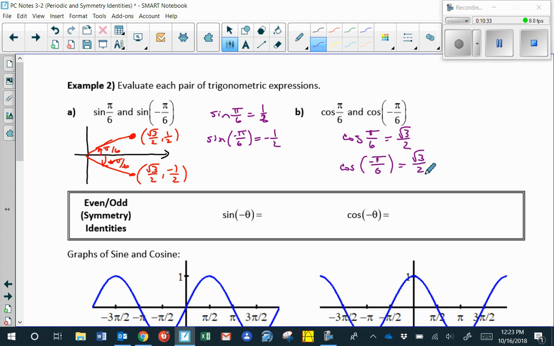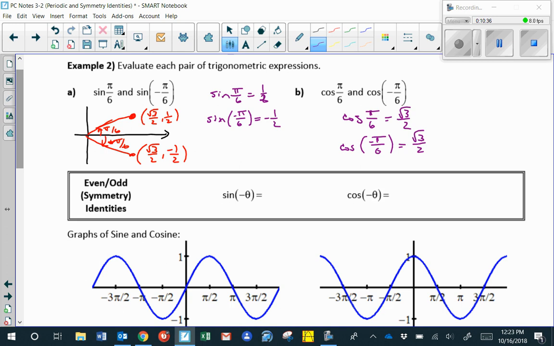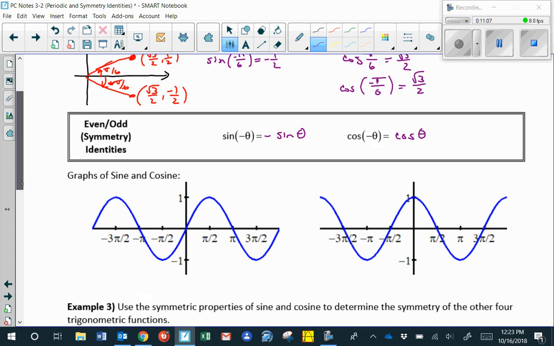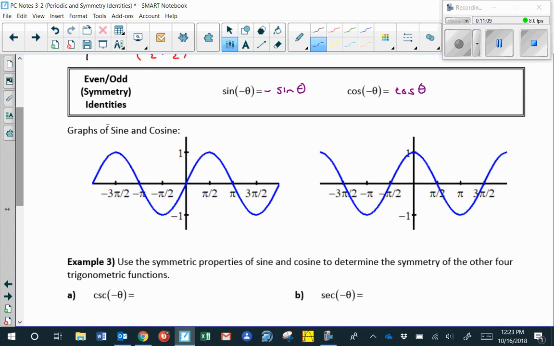So this tells us something that we call the even and odd identities. Sine of the opposite of theta is equal to the opposite of sine of theta, because you'll notice that sine of pi over 6 and sine of negative pi over 6 have opposite values. Cosine of negative pi over 6 and cosine of pi over 6 have the same value, so that tells us that cosine of the opposite of theta is the same thing as cosine of theta. We call these the even and odd identities. We'll go into more detail about that terminology.